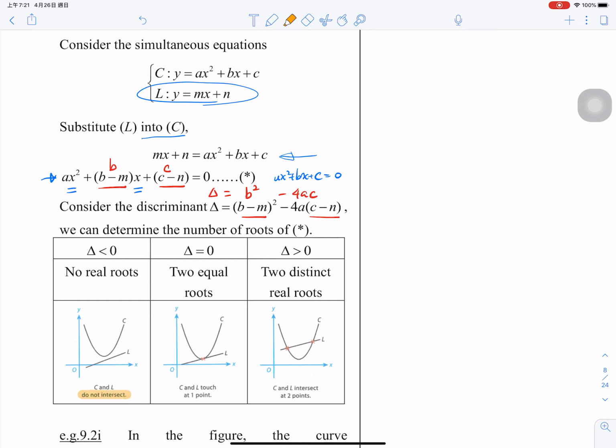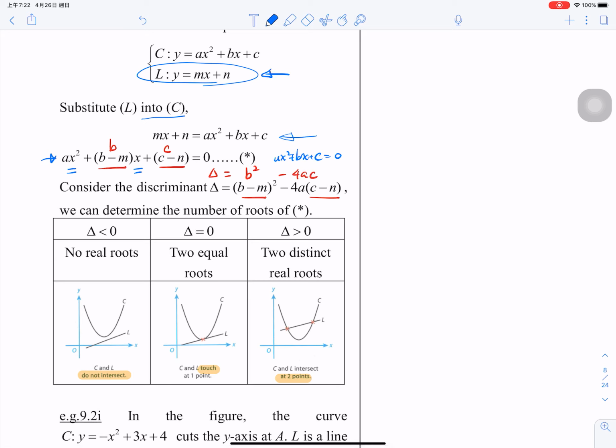If only equal roots, that means C and L touch each other only at one point. And the last one, if greater than 0, that means 2 real roots, that means they intersect at 2 points. So we can make use of these relations to solve some questions. So remember, substitute the linear part into the quadratic part. Let's see one example.